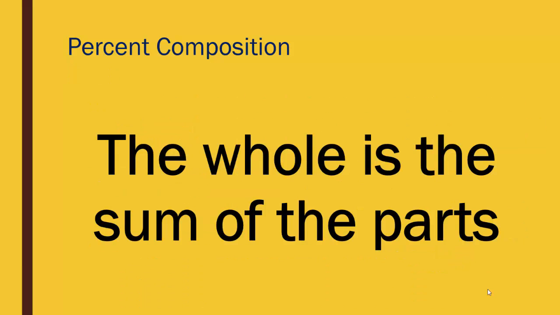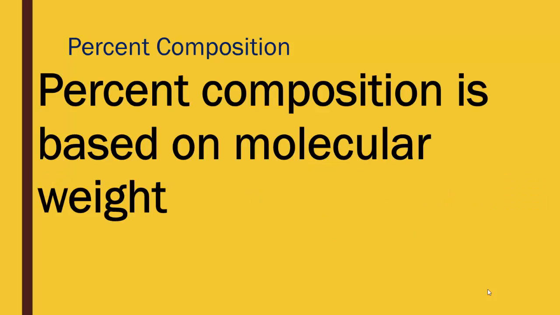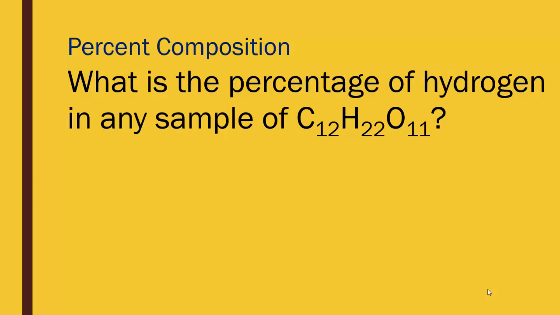It's important to remember the whole is the sum of the parts. You learned that in Section 9. And what you learned long ago was that percent is equal to the part over the whole times 100. Both of these concepts are important in this section. Percent composition is based upon the molecular weight of a compound. It's easiest to just step into an example.